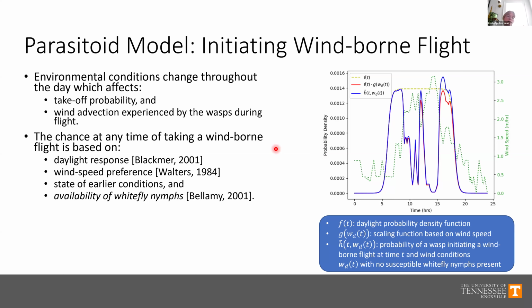And so the chance of taking a windborne flight is going to be based on these four things here. So we're going to have a daylight response. They normally only like to fly when it's light out, not so much when it's dark out. We also have a wind speed preference. If it's too windy outside, they're less likely to fly. There's the state of earlier conditions. So if conditions were unfavorable earlier in the day, they might be more likely to fly during less favorable conditions later in the day. And then we also have the availability of whitefly nymphs. So if there's a bunch of susceptible whitefly nymphs around, they're less likely to fly as well.